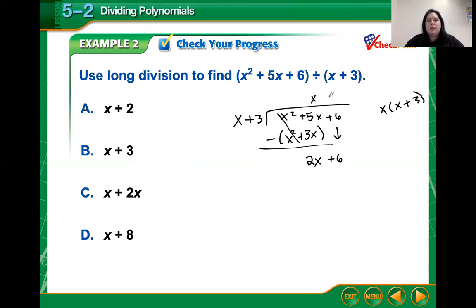x times 2 equals 2x, so I'm going to multiply by 2, and so I'm going to get minus 2x plus 6, which gets me a remainder of 0. So my answer is x plus 2, which is A.